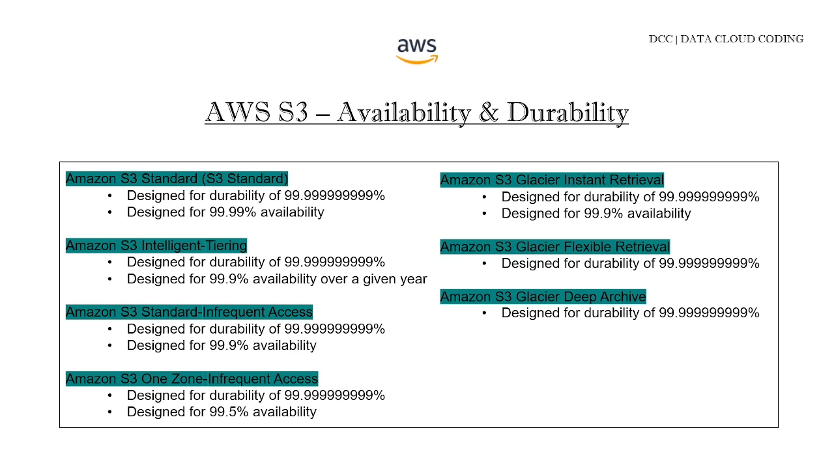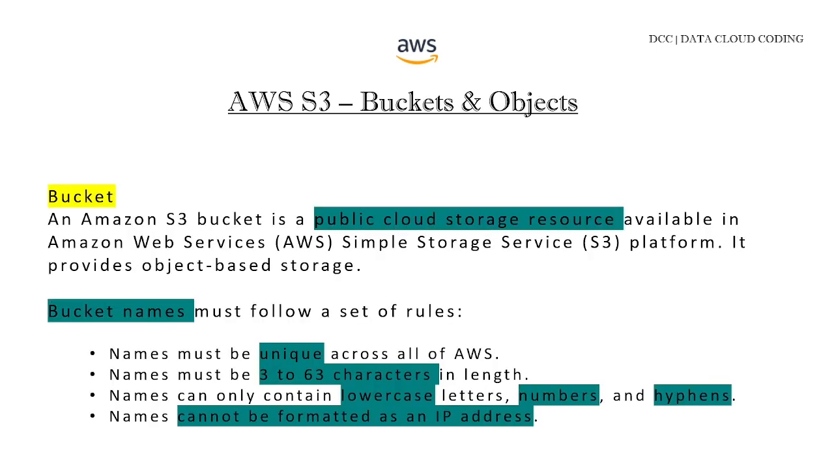Okay, so this was availability and durability concept in AWS S3 storage classes. Now talking about S3 buckets and objects, let's see what are buckets inside of S3 and what are objects inside of S3. So an AWS S3 bucket is a public cloud storage resource available inside of the AWS S3 platform. It provides object-based storage.